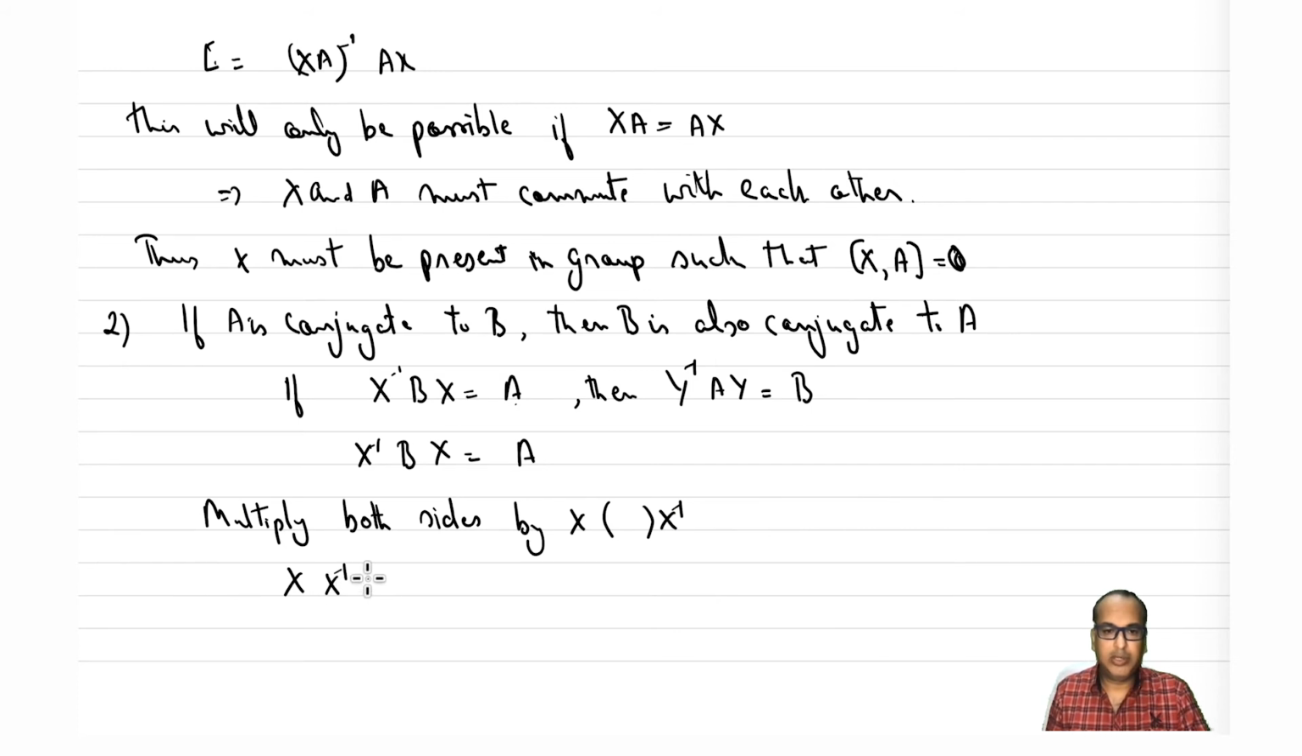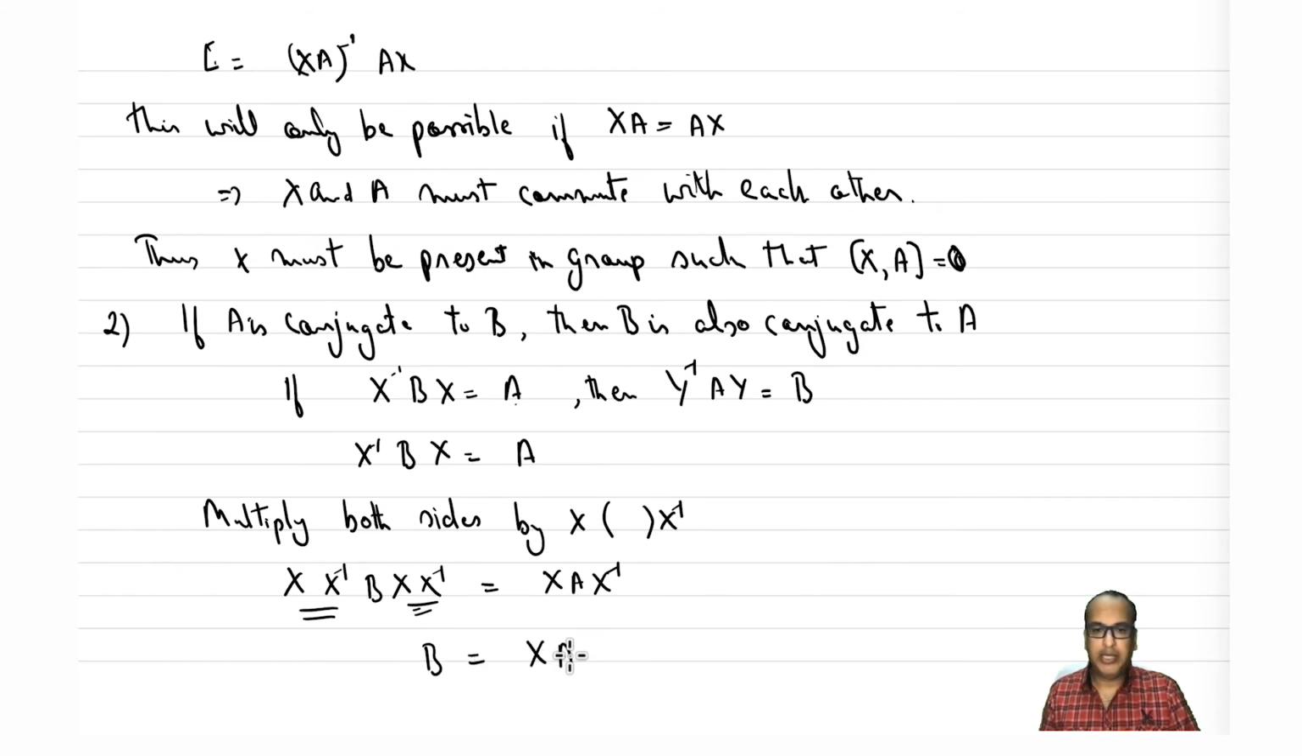X inverse b x inverse is equal to x a x inverse. We can do that, right? It's a matrix multiplication. So now what do we have here? This goes to E, this goes to E. So basically what we've got is b is equal to x a x inverse.